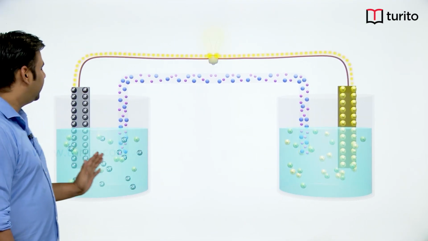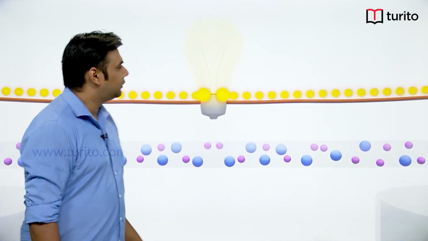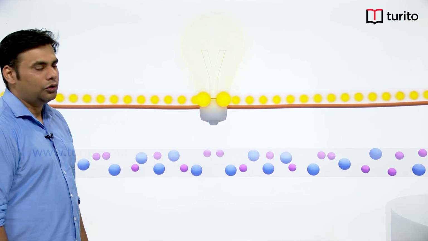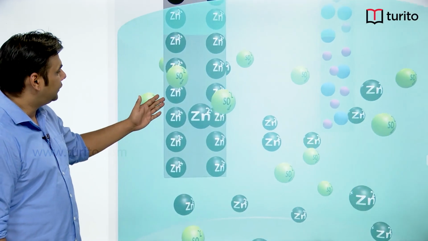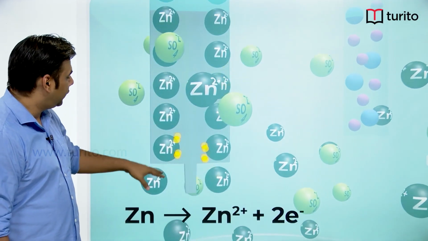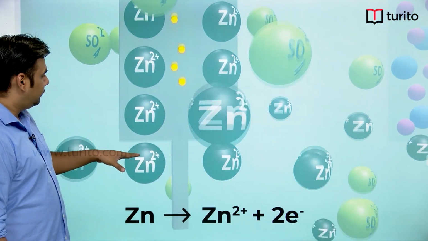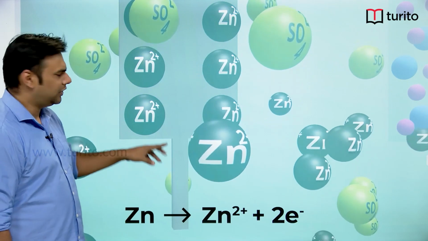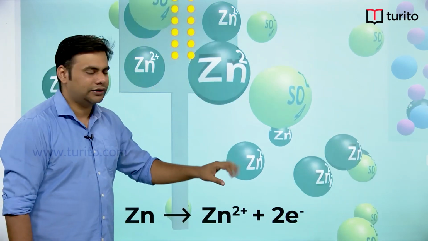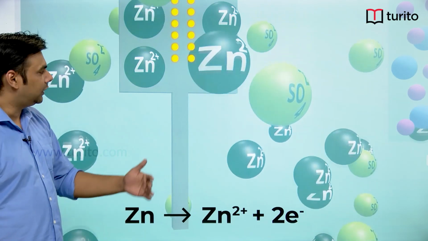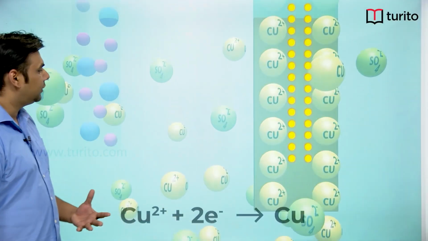Initially, we know that oxidation takes place and the flow of electrons starts, due to which the bulb will glow. The zinc gets oxidized. You can see at the anode that some zinc from the rod is getting oxidized into zinc 2 plus. So in the solution there is positive charge going in, due to which there would be an accumulation of excess positive charge.